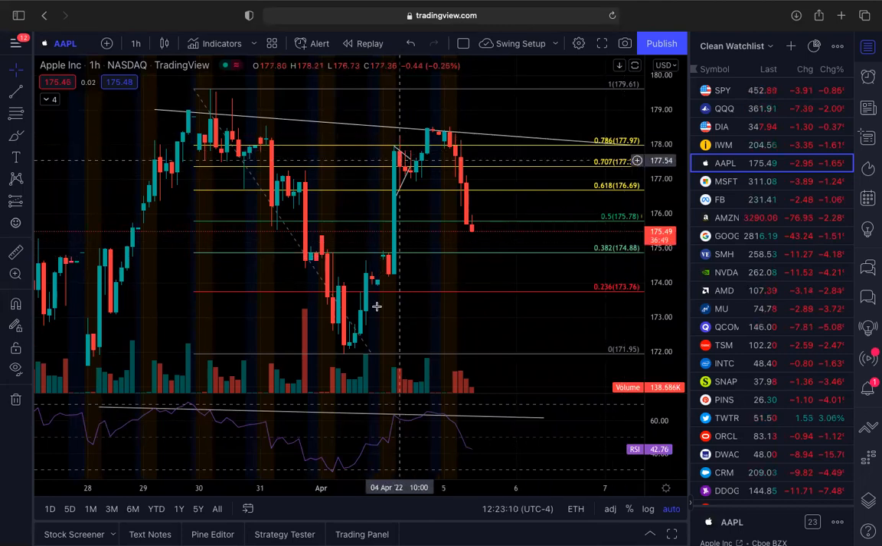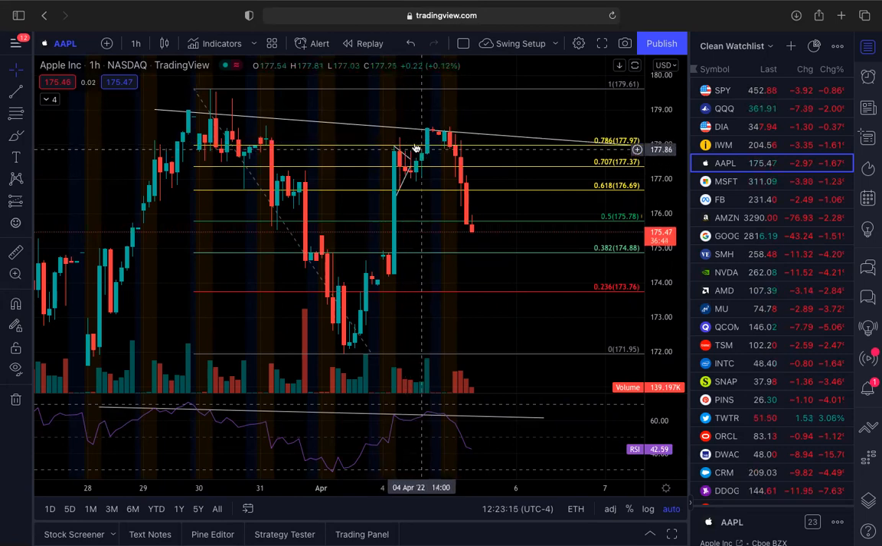Look where Apple stalled out yesterday after having a strong opening drive. It stalled out at the top of the golden pocket. We did see some selling pressure before the strong close.